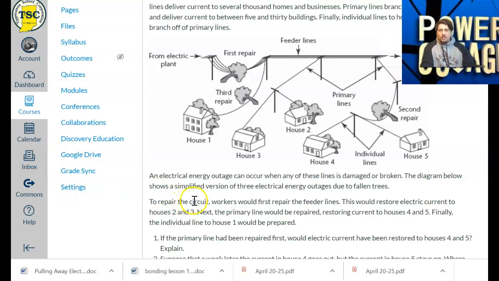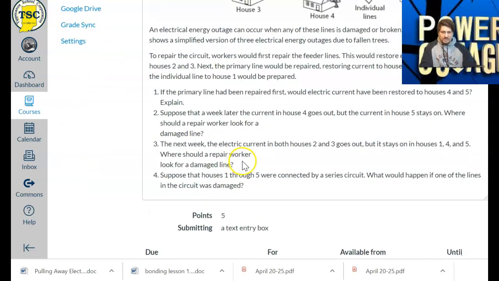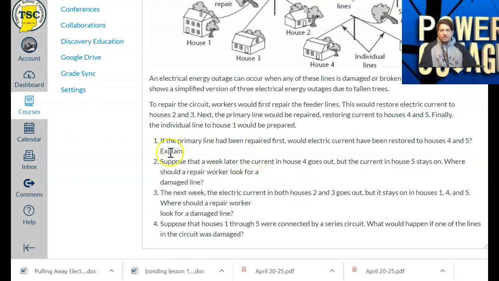To repair the circuit, workers would first repair the feeder lines if it's broken on the feeder. This would restore current to many different houses. Next, the primary line would be repaired, and then finally the individual lines. Depending on where you are in the circuit is how much priority they're going to put on your job. Again, we're going to answer these questions here. You're going to enter them into a text box in the submission form, all 4 questions.